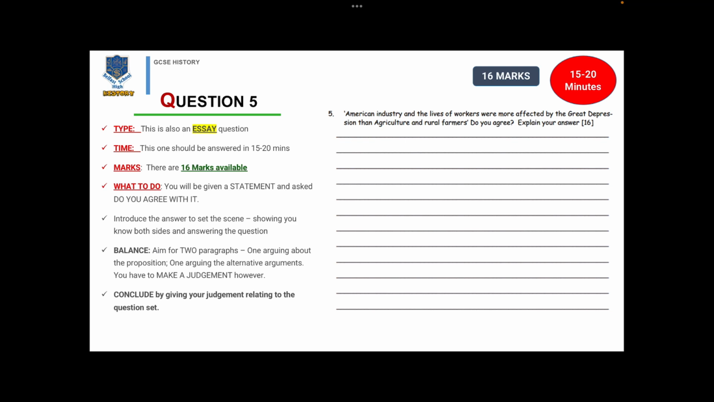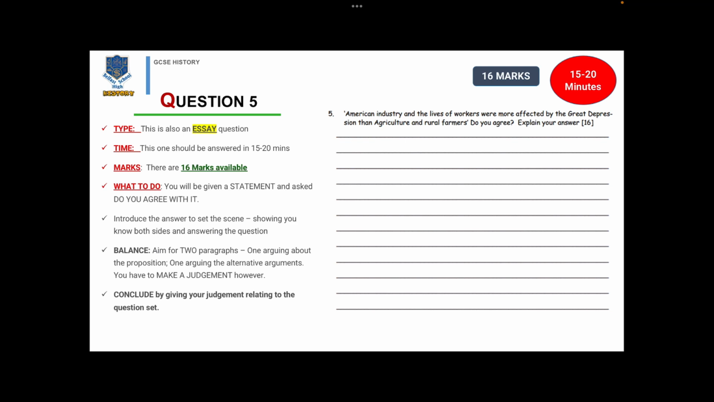Okay, so what you do here is introduce the answer, set the scene, what it's going to be. Show you know that there's both sides. Make sure you make a judgment, you have to make a judgment. And aim for 2 paragraphs. One is going to argue yes or no about the proposition. The other one's going to be a counter argument to that proposition. And again, you have to make that judgment. Try to make it an introduction and a conclusion if you can, just to make sure you've got that sorted.